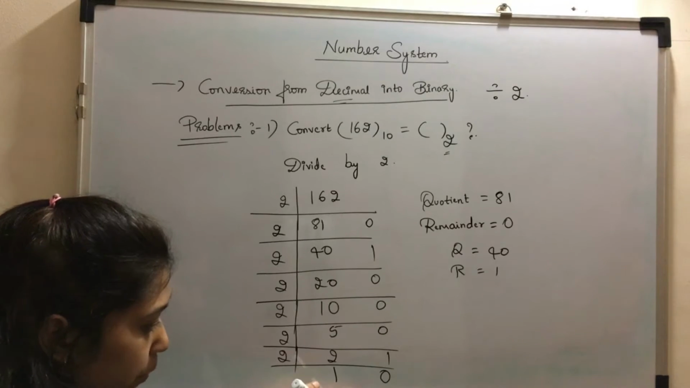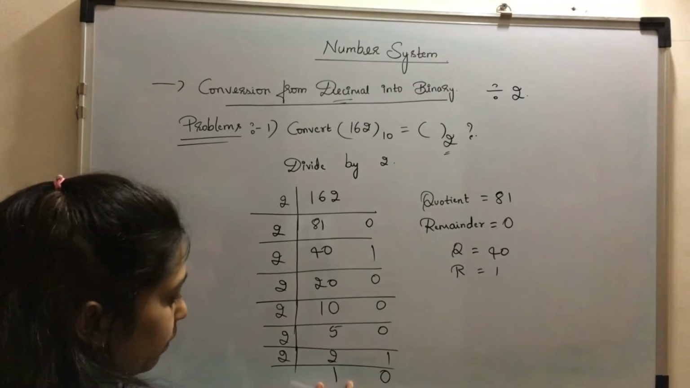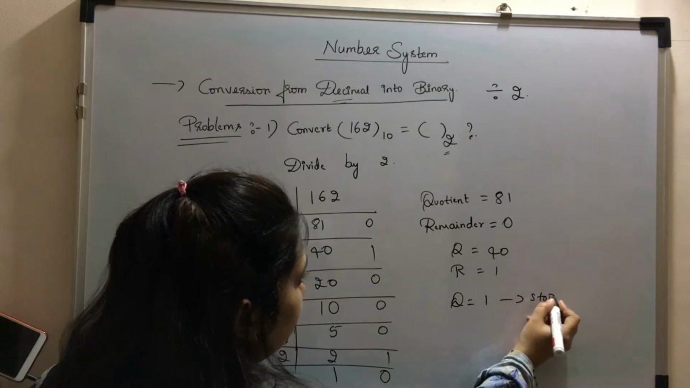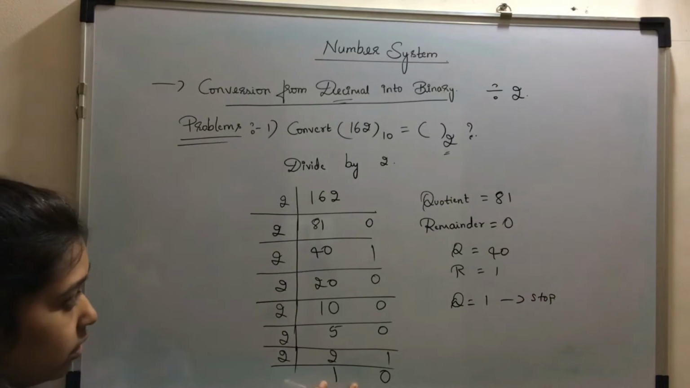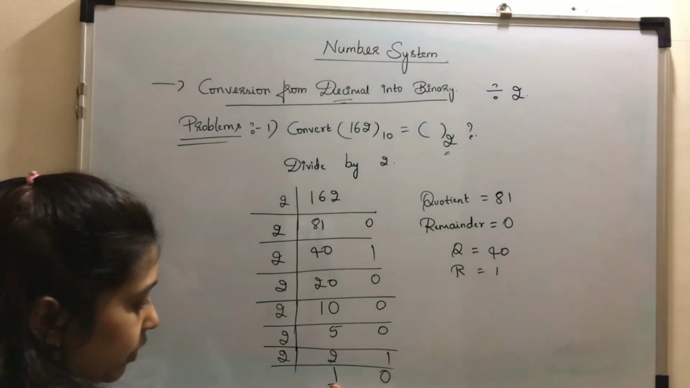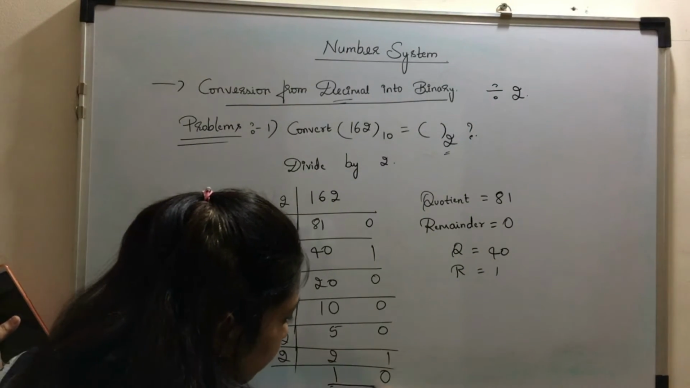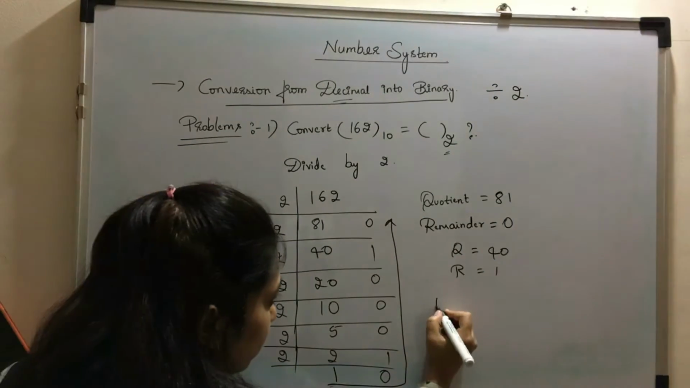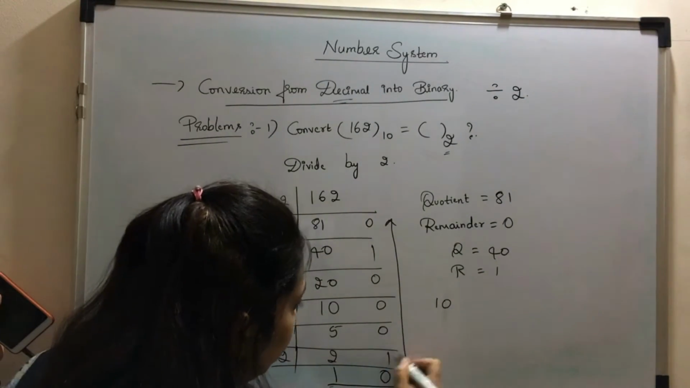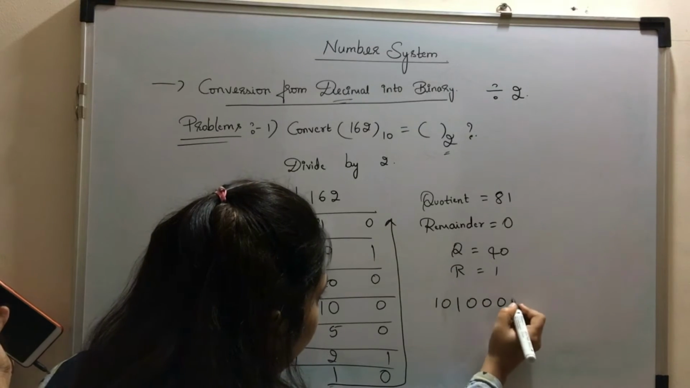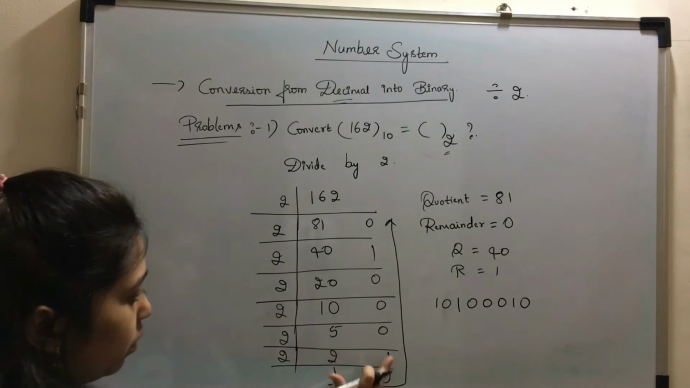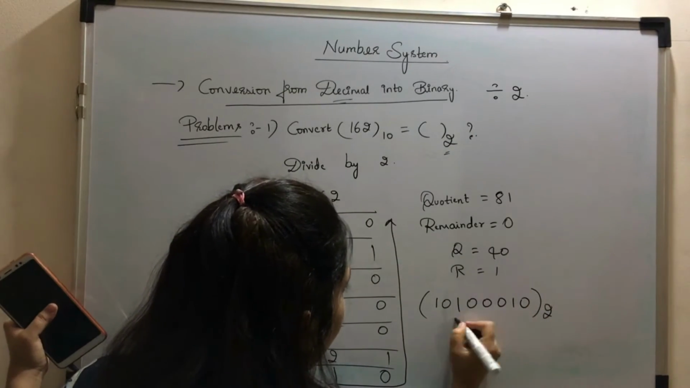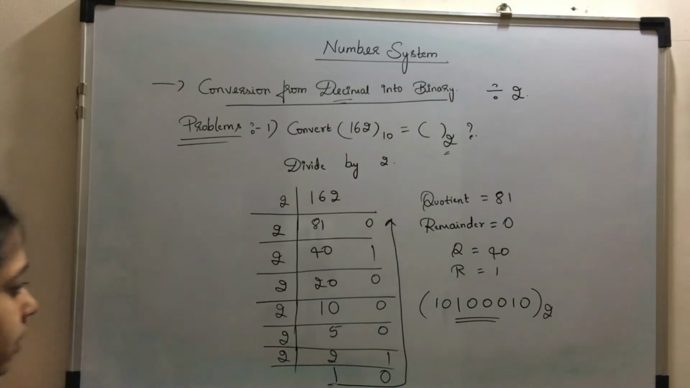So now we have to stop. When the quotient becomes 1, we have to stop dividing. After division, we have to write this from bottom to top. Means we have to write from 1, 0, 1, 0, 0, 0, 1, 0. So this is the binary equivalent of the given decimal number.